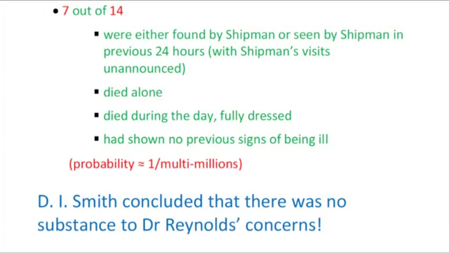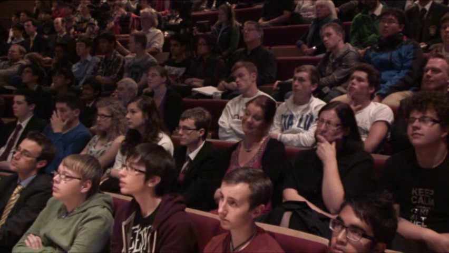But what did D.I. Smith conclude? He concluded that there was no substance to Dr. Reynolds' concerns. And what he appeared to have done, he looked at the other 7 out of these 14, and he found that several of those couldn't possibly have had anything to do with Shipman. He seemed to be looking for links between all the murders, but not appreciating that there is bound to be some background noise of patients dying naturally amongst all the mayhem of murdering that was going on. So I'm sure that if Smith had only taken his figures to a mathematician, he would have been told straight away that some further investigation should take place.